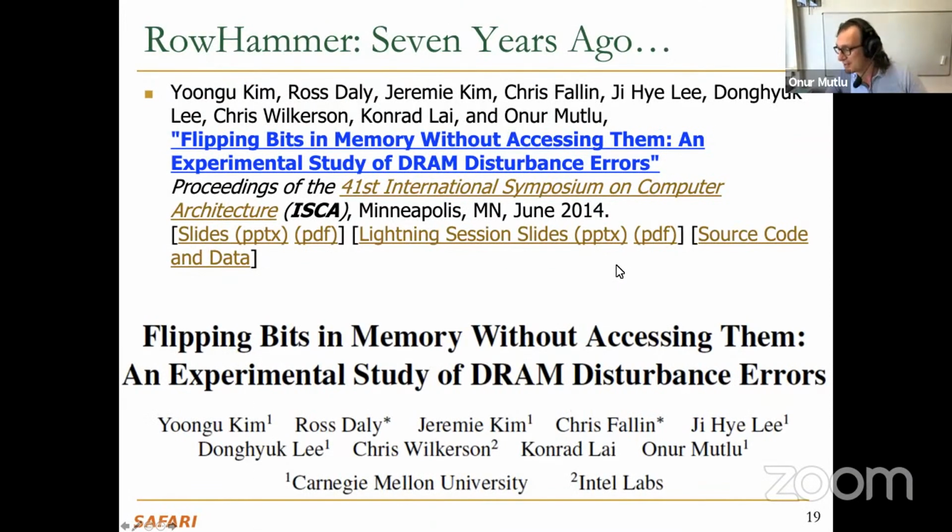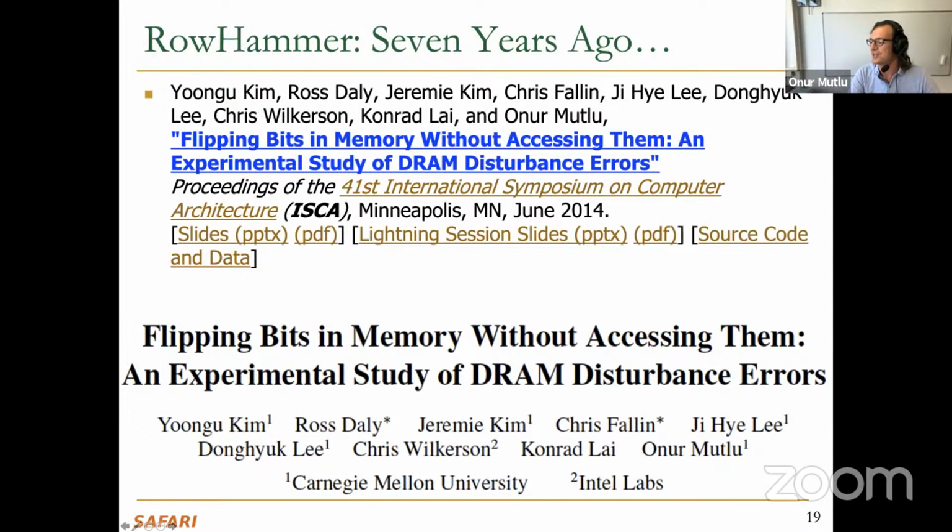Okay, there's one question. Let me see. So what actually inspired the research that led to the discovery of RowHammer? Was disturbance in DRAM already a known effect? So this is a very good question, actually. Disturbance in memory is a very well-known effect for a very long time.